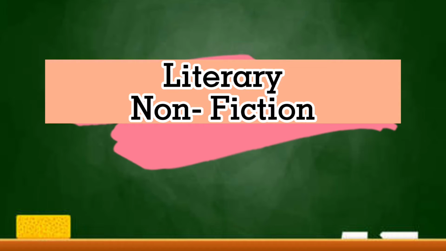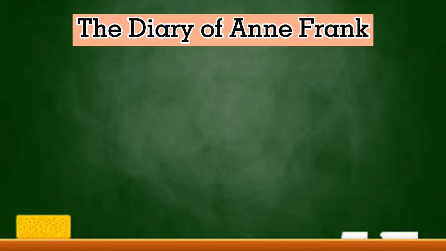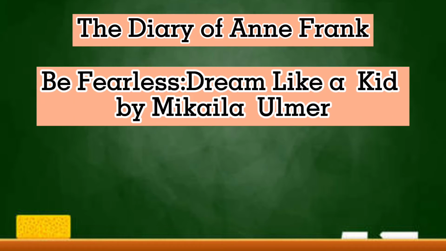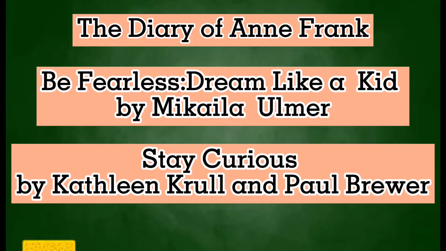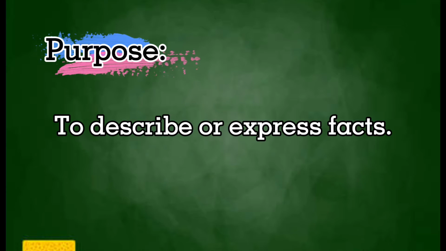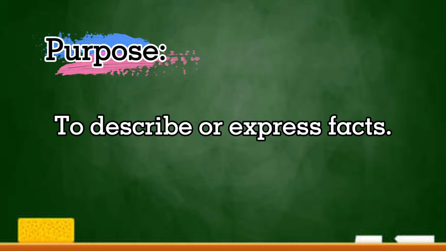Examples of literary nonfiction are diaries. Famous example of this is the Diary of Anne Frank. Be Fearless, Dream Like a Kid by Michaela Ulmer is part memoir, part business guide. 15-year-old Michaela has a heart for conservation and the drive of an entrepreneur, which she channeled into creating a fully fledged business. Stay Curious by Kathleen Krull and Paul Brewer. This picture book biography tells the life of Stephen Hawking from a precocious childhood to his Alzheimer's diagnosis and one brilliant discovery after another. Literary nonfiction, its purpose is to describe or express facts.